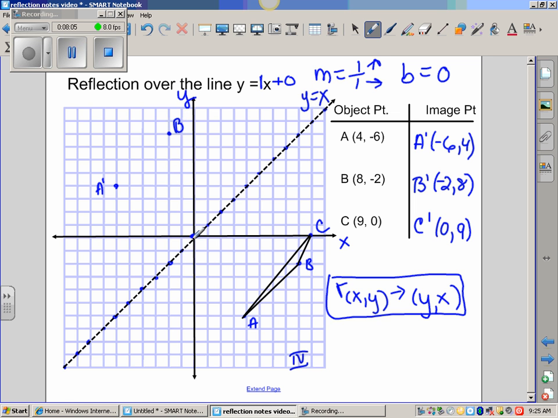And 0, 9. Careful with those zeros. 0 in the x value says do not go left or right at all. And then climb up 9. 1, 2, 3, 4, 5, 6, 7, 8, 9.